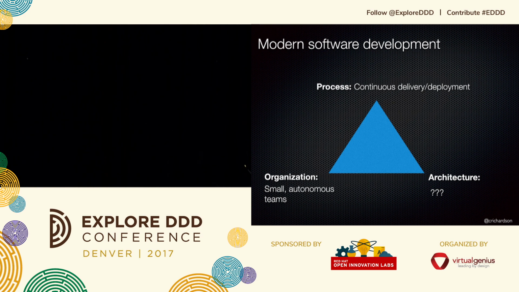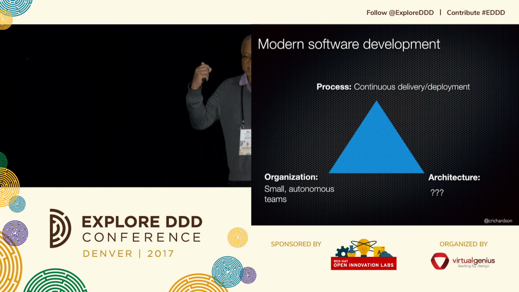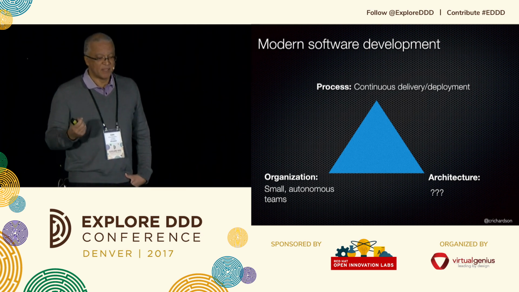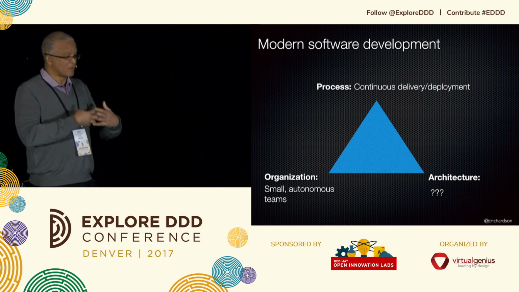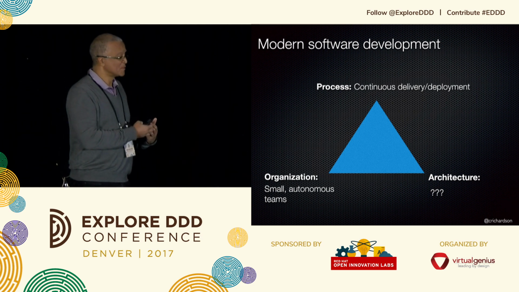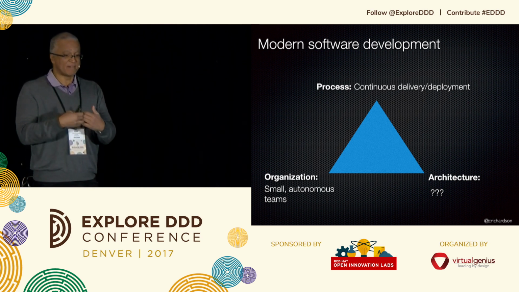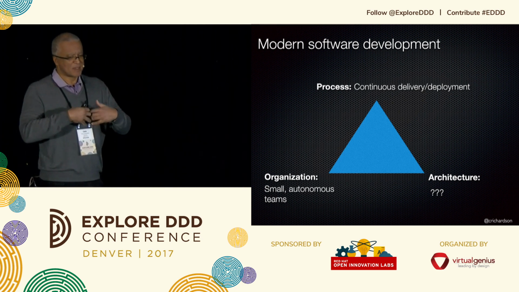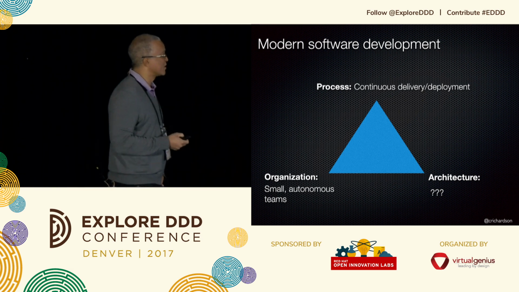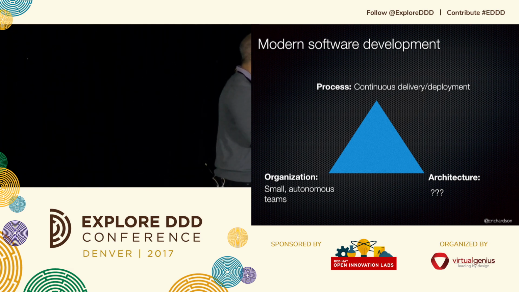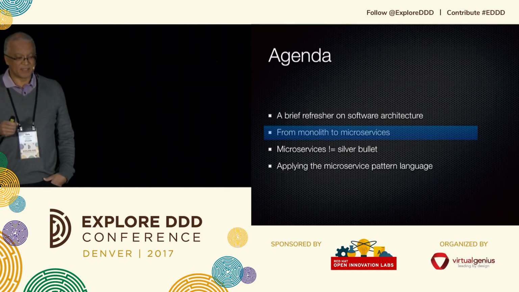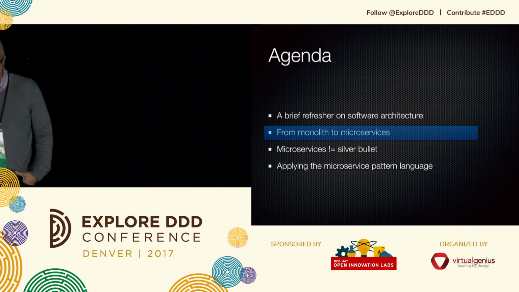So if you think about how we want to develop software today, it's really DevOps, and a huge part of DevOps is continuous delivery and continuous deployment. From an organizational point of view, we want to have small autonomous teams. And then the other part of it is, we have to have the architecture that enables us to practice DevOps and continuous delivery. And also we want an architecture that enables the teams to be autonomous. And that then leads into this whole discussion of a monolithic architecture versus a microservice architecture.